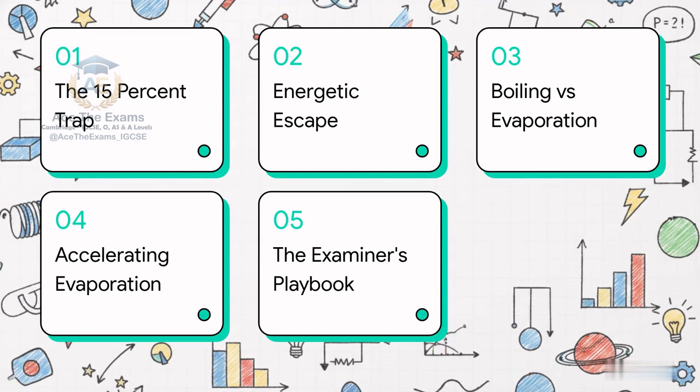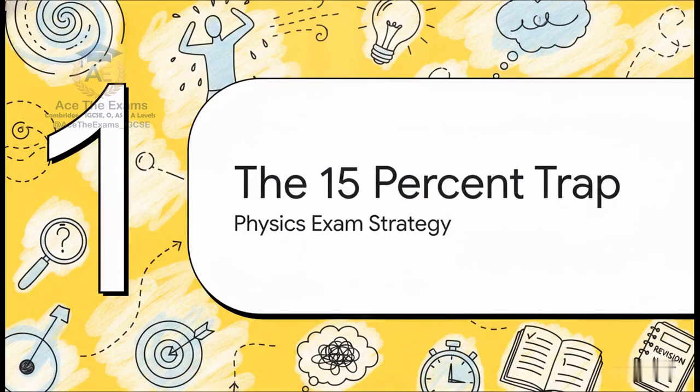So, here is our roadmap for today's session. First, we'll dive deeper into the 15% trap. Then, the physics of the energetic escape. Third, boiling versus evaporation. Fourth, accelerating evaporation. And finally, the ultimate examiner's playbook. Section 1. The 15% trap.